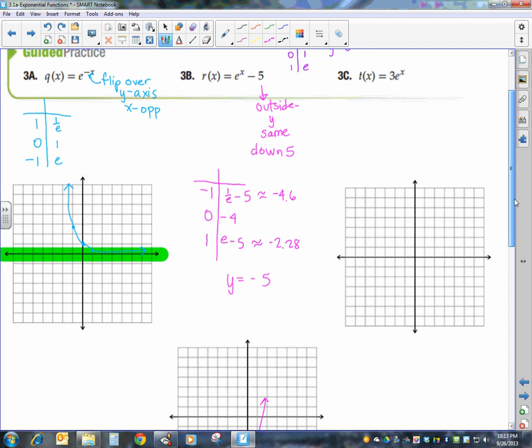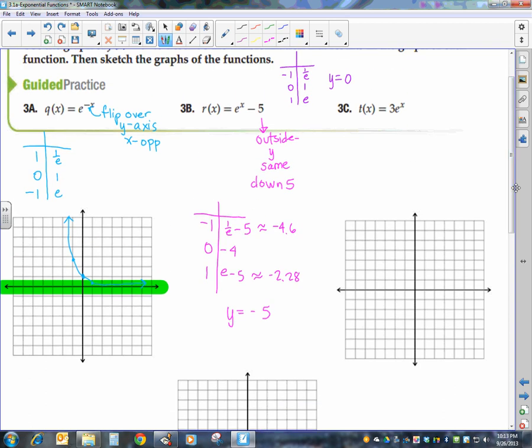Okay, last problem. And if you got it, feel free to go on, check the notes. You'll have the answers right there for you to look at.